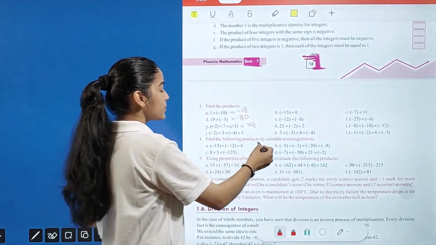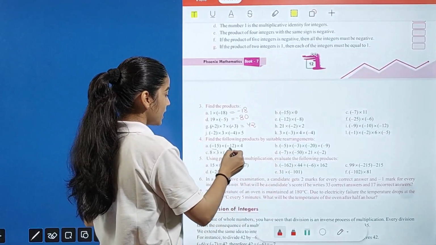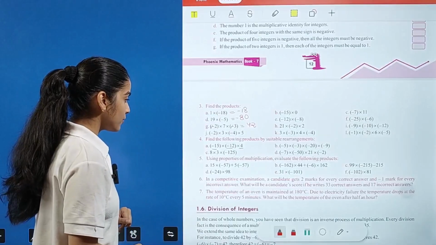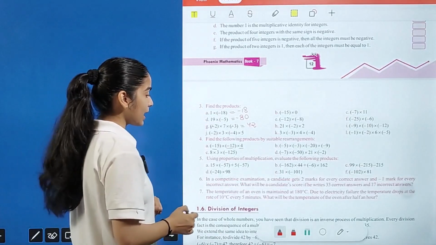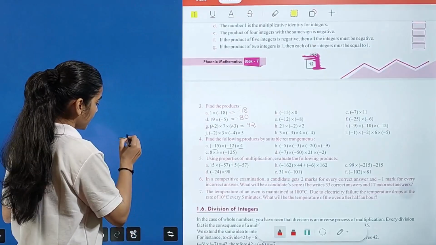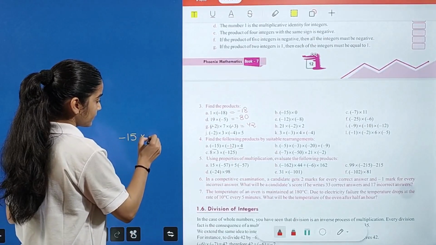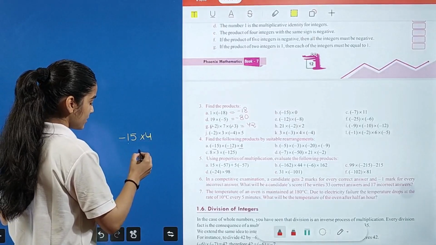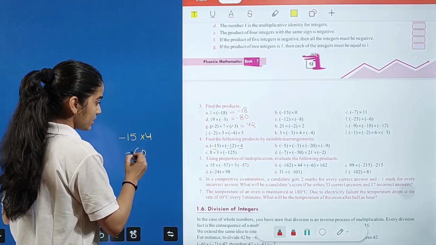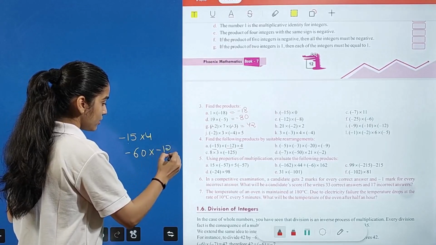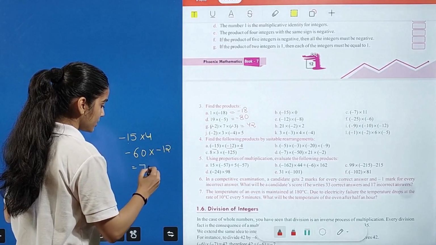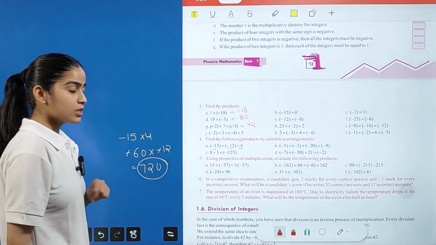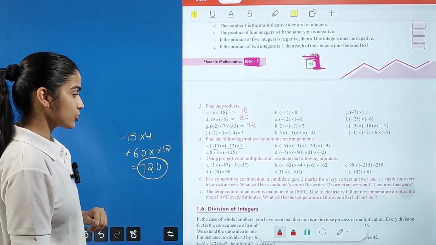Now find the following products by suitable arrangement. So minus 15 multiplied by minus 12 multiplied by 4. 15 multiplied by 4 is 60, minus 60, and multiply it by minus 12. So 12 times 6 is 720, and minus minus cancel out with each other. So this is your answer. In the same way you have to solve the rest of the questions in question number 4.